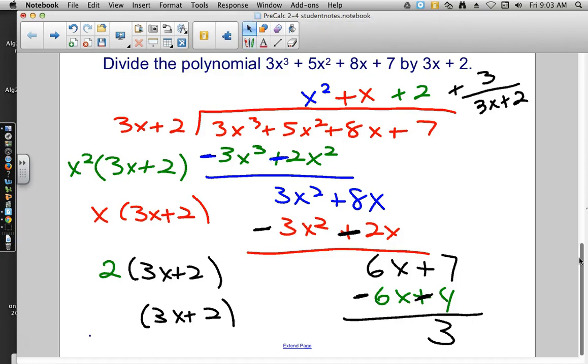I always like to know, is my answer right? For just about everything in math, what we do forward, we do backwards. So I think, okay, this was division. That's what I did here to get this. So the inverse of division, to check it, would be multiplication. We should be able to check it and make sure that it's going to work. I mean, we just said this division works. So multiplying 3x plus 2 times x squared plus x plus 2 with the remainder, adding 3, should give us 3x cubed plus 5x squared plus 8x plus 7. We need to check that out.